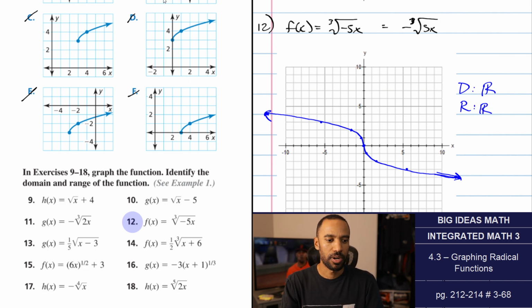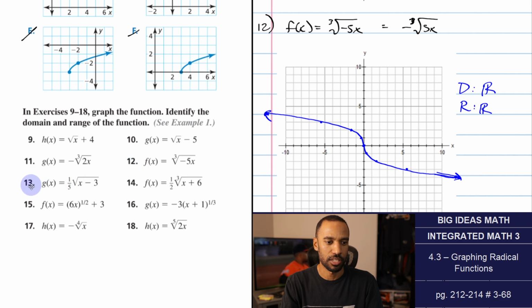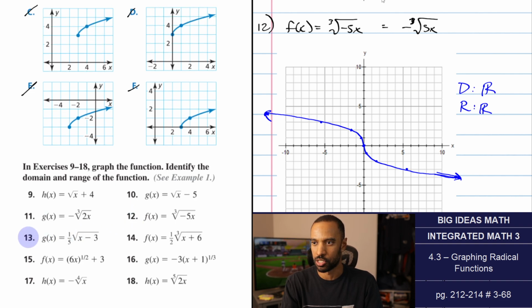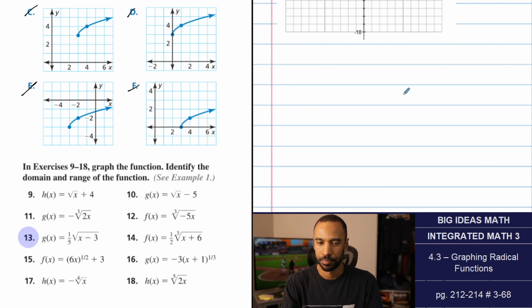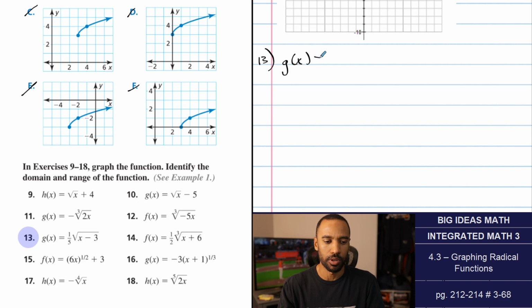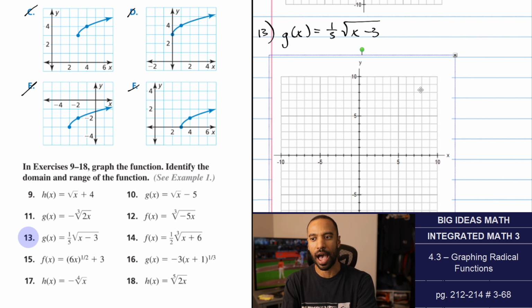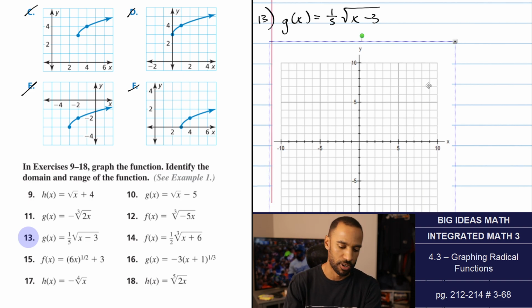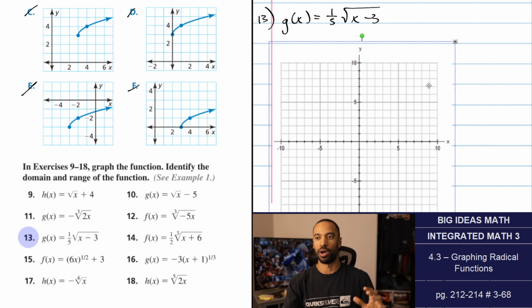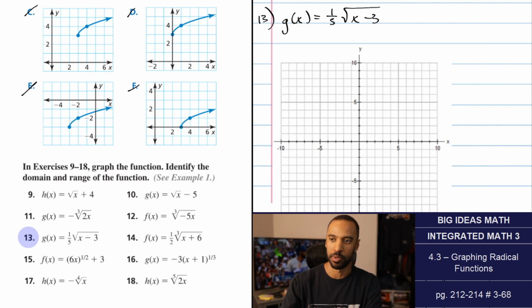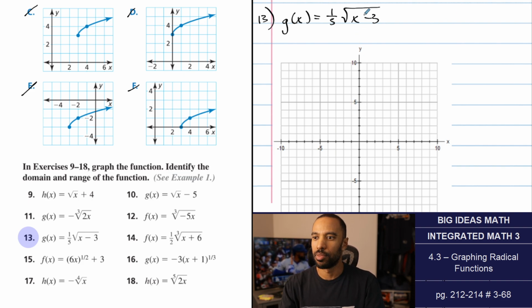Okay, number 13 actually this time has a slight change in what we're doing because this is now a vertical compression. So on number 13, we have g of x equals 1/5 times the square root of x minus 3. This is one where I would probably, in normal circumstances, prefer to use the other kind of graph, the stretched out one. Again, I'll save that for problems probably beyond this portion. The x minus 3 means we got to shift this 3 units to the right to start.